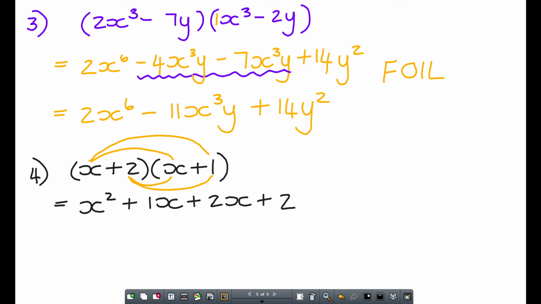Okay. Are there like terms? Yes, these middle ones. So x to the power of 2, has he got any friends? Stays the same. Right, now these middle two I could simplify. 1x plus 2x is going to give me 3x. And then that plus 2 stays plus 2. Who got it? Signs and all of it correct.